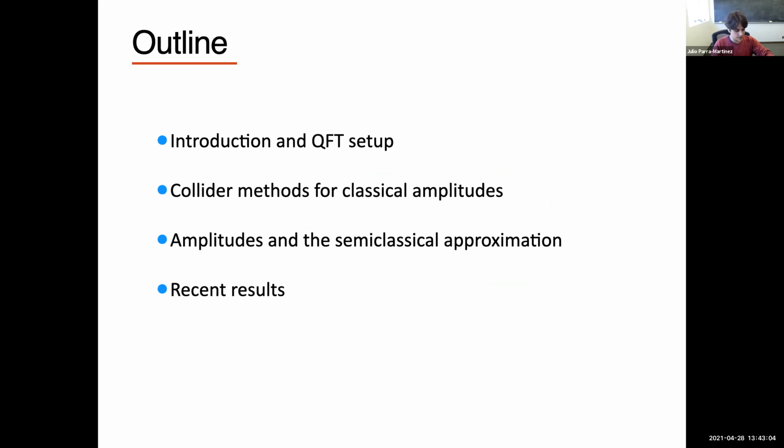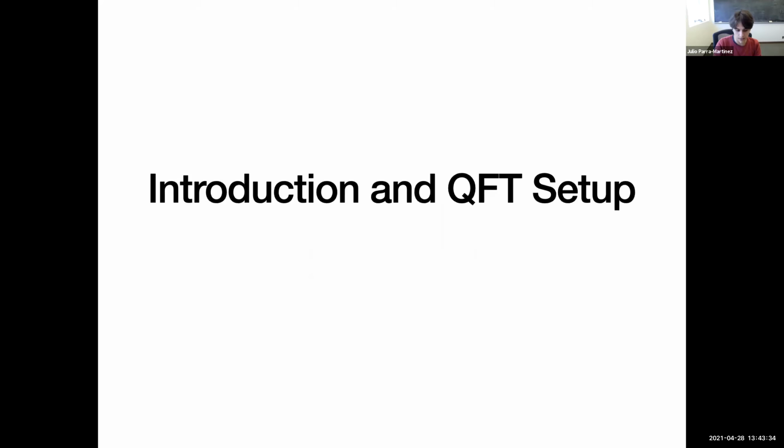So the outline of my talk is I'm going to explain the QFT setup that we use, which methods we use from amplitudes to calculate these classical amplitudes and these observables, how we now better understand the semiclassical approximation from amplitudes, and how we can use that to make the connection to classical physics more transparent. And then I will flash some of the recent results at 2 and 3 loops, both in N=8 and in GR.